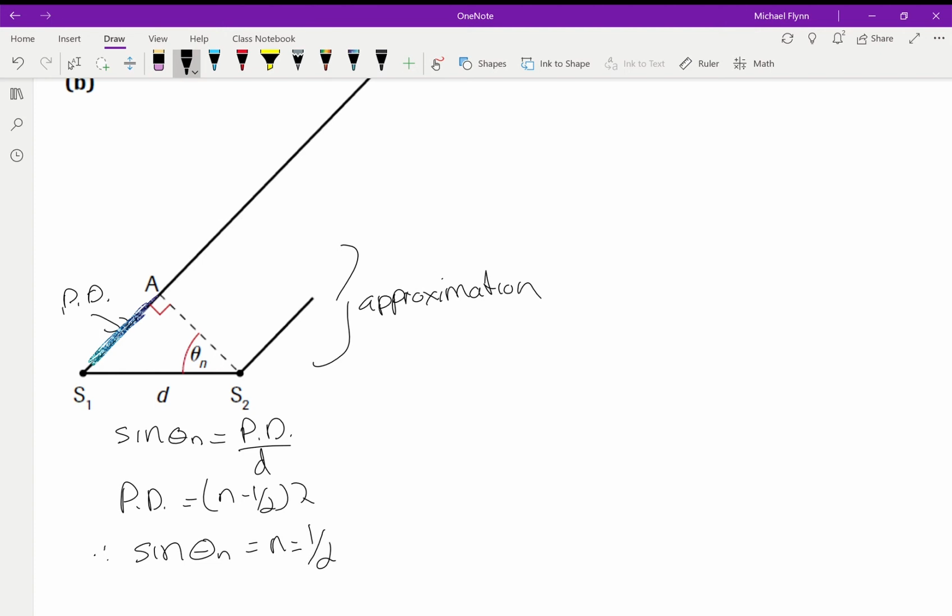1/2. Oh my goodness, what is wrong with me? Sorry guys. Times lambda over d, like that. I'm going to put this in a little box. That is a very useful formula.